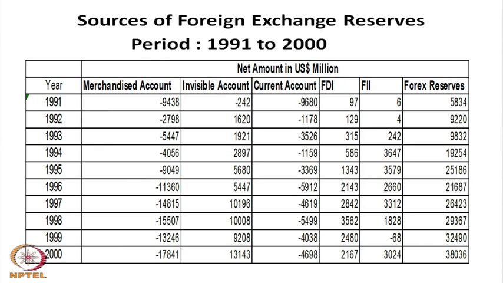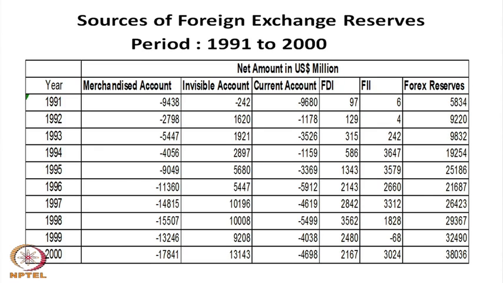So, if you analyze foreign direct investment, portfolio investment and also the merchandise account over the years, let us have a look at how the sources of foreign exchange developed over the years. Let us start from 91 to 2000, the 10 year series. If you see, the merchandise account was negative in 91 because our exports did not pay for our imports, our imports are more than our exports.